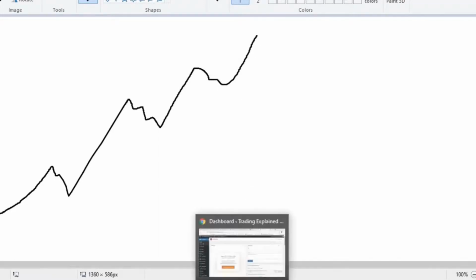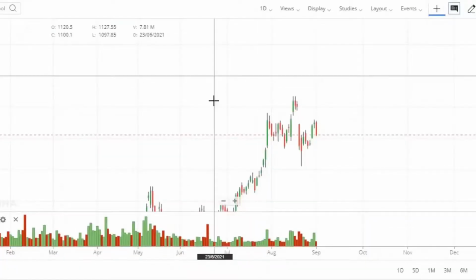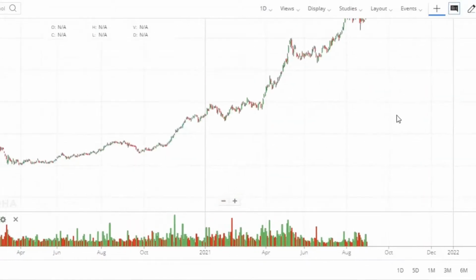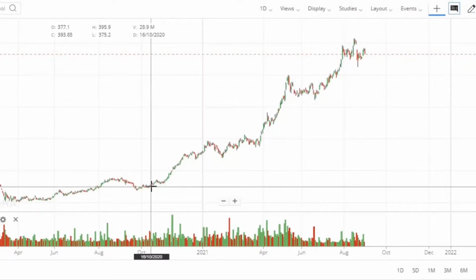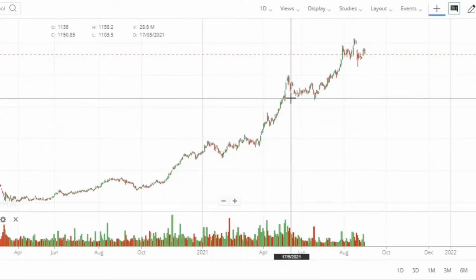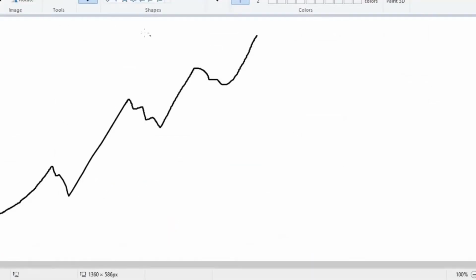All right. So this pattern, let me show you an example right away. This is the Tata Steel chart. See how it went: up, down, up, down, up, down, up, down. So a big up move followed by a small down move, a big up move followed by a small down move. And this small down move is what we call a retracement.